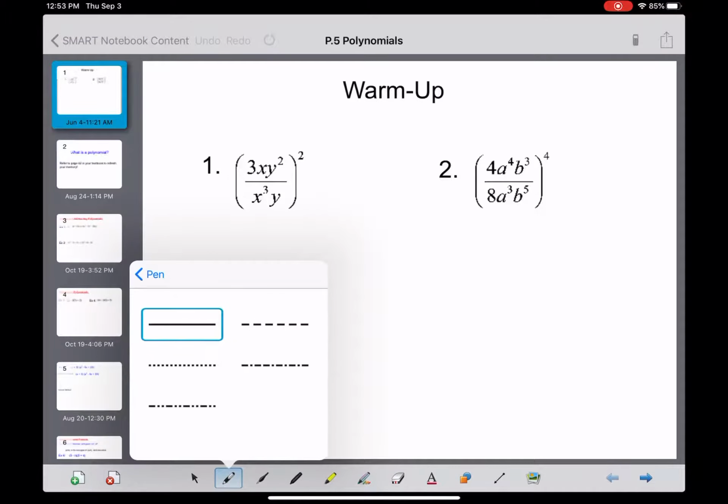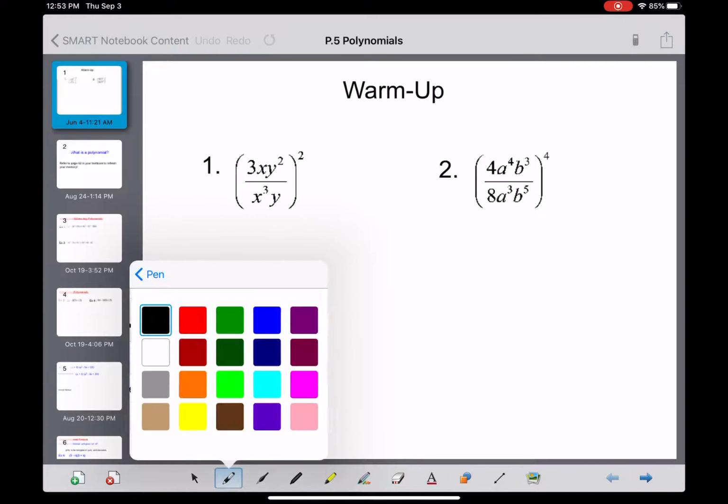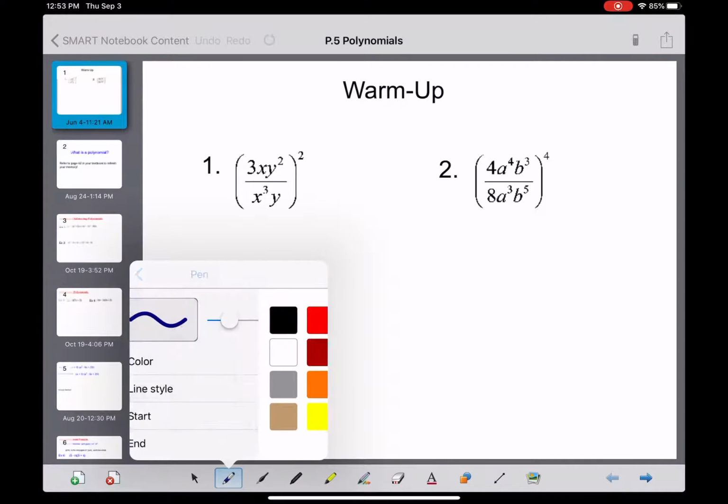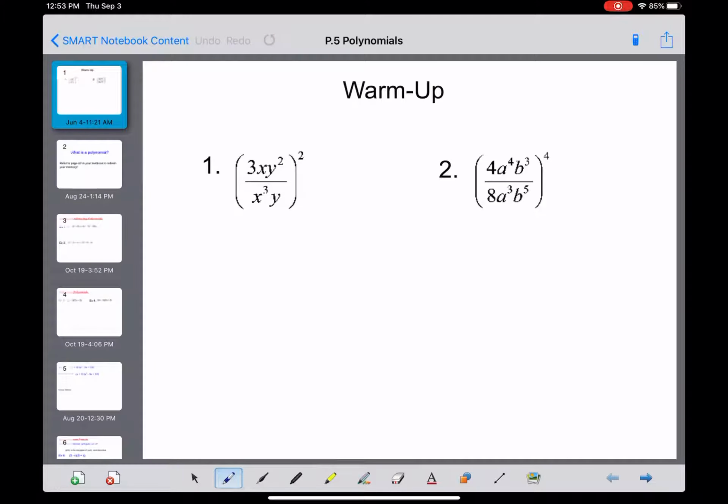All right. Oh, making a little mistake here. Okay. So our answer for this one is 9y squared over x to the fourth. And our answer for this one is a to the fourth over 16b to the eighth. If you need any help with that, be sure to ask questions.